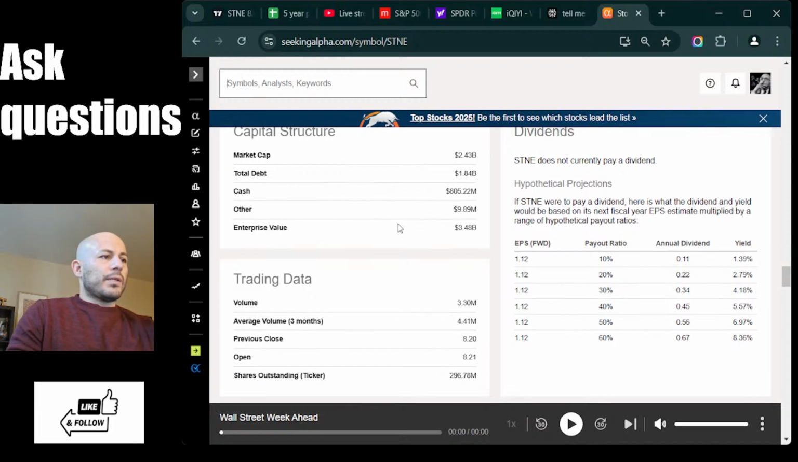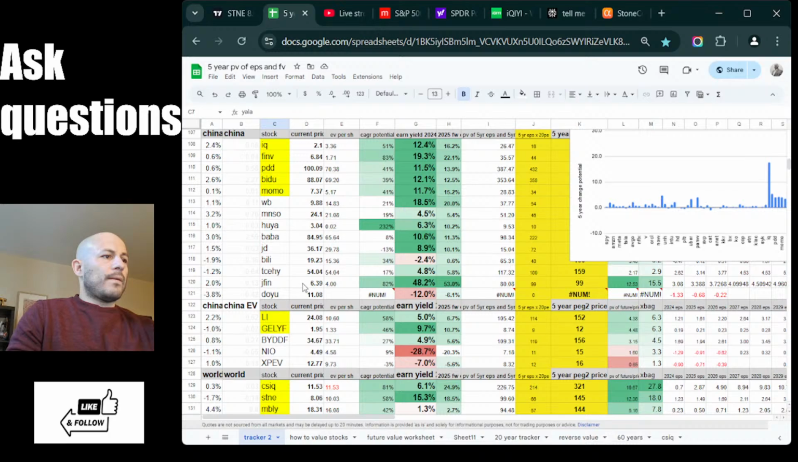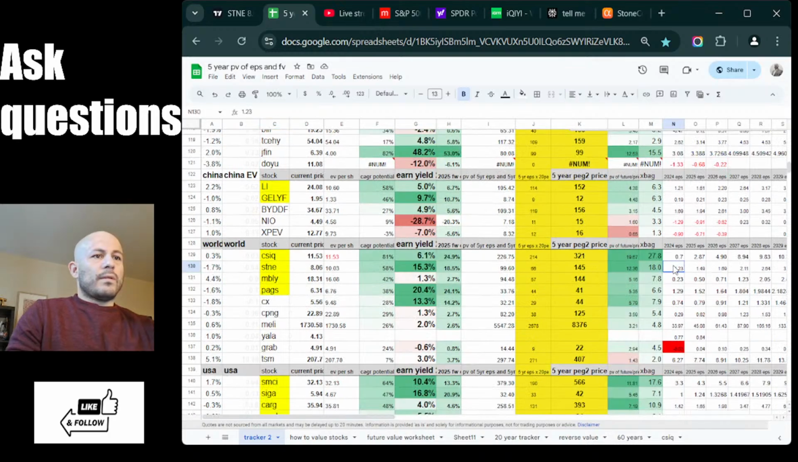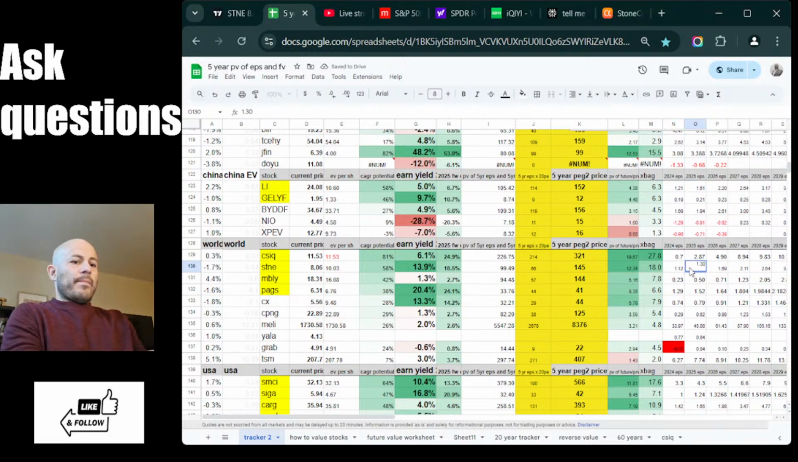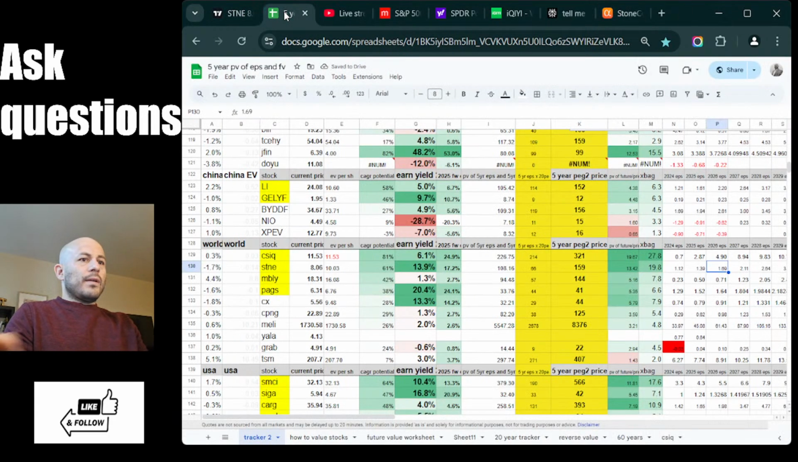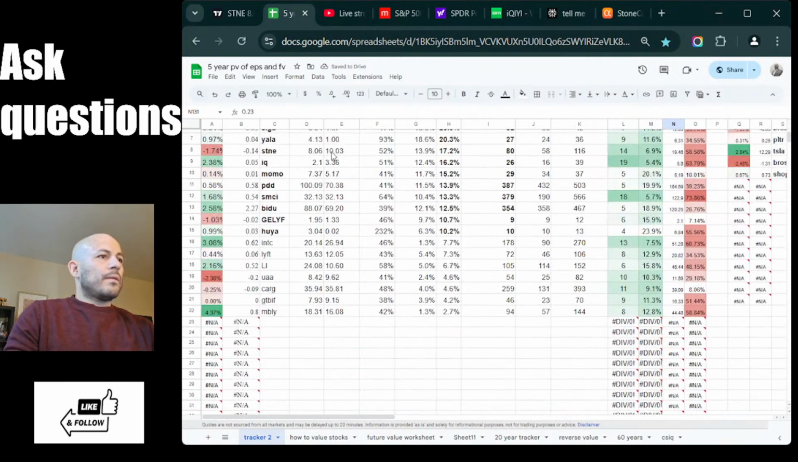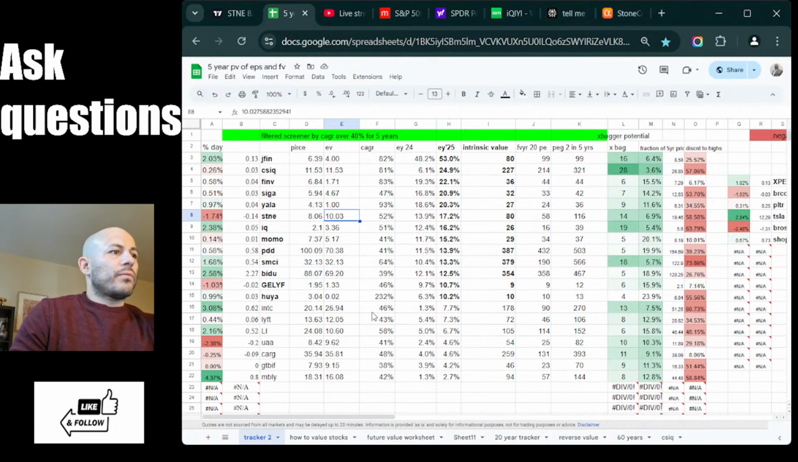Some debt, some cash. I'm trying to look at the earnings. $1.12, $1.29. Let me look at my system. $1.12, $1.39. Let me just update this. $1.48. Let me see if that changes. Nope, Stone is still a great value even with reduced earnings expectations. So Stone is a potential 14 bagger. So I like it still.